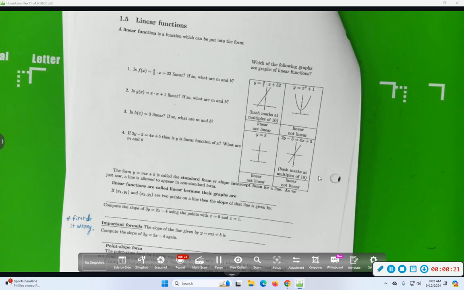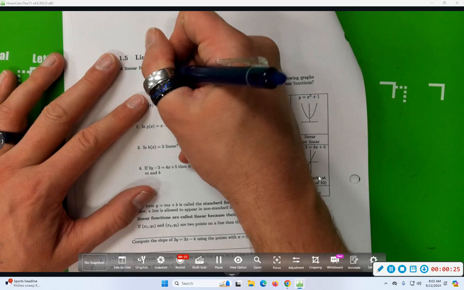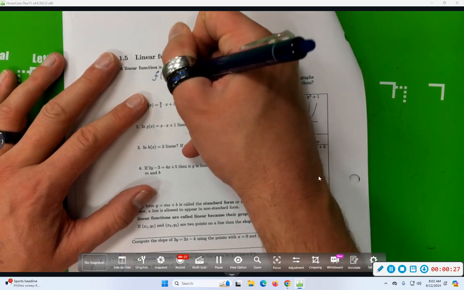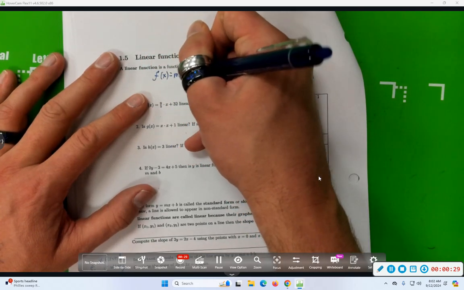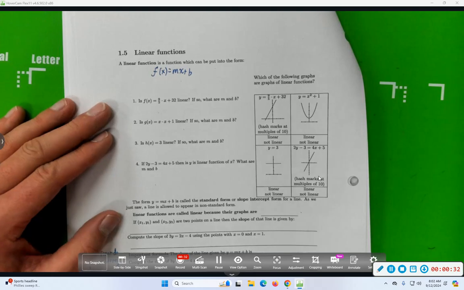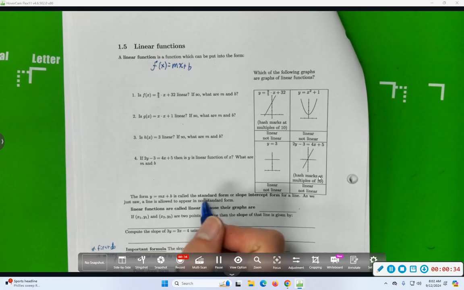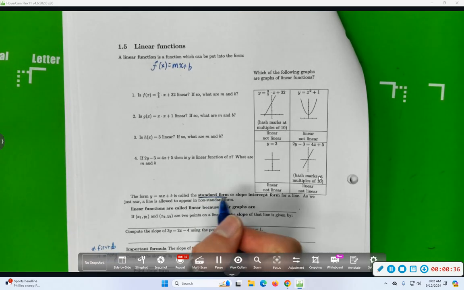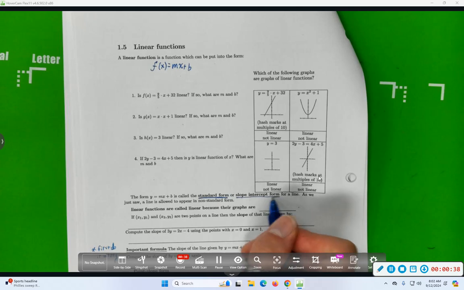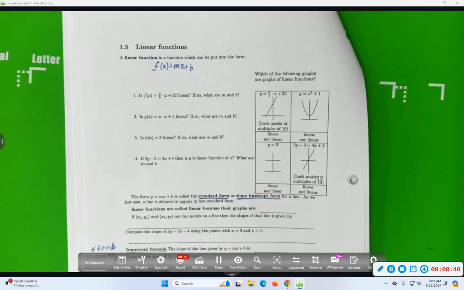A linear function, for me, will be any function which can be put into the form f of x equal to mx plus b. This form, as we'll say at the bottom, is sometimes called the standard form for a line, or the slope-intercept form for that line. But fundamentally, what's a linear equation? It's an equation whose form looks like that, at least after some algebra. So let's just go ahead and do some identifying.